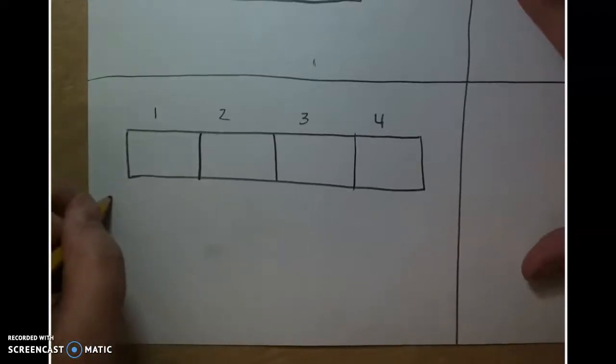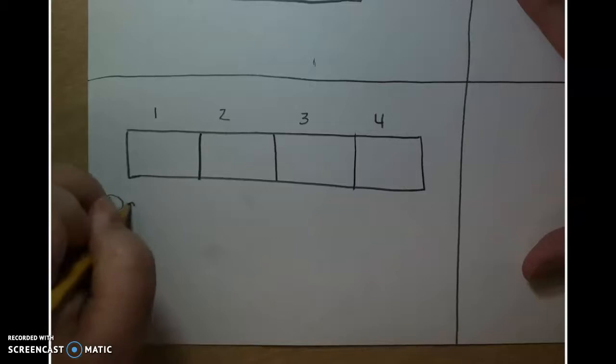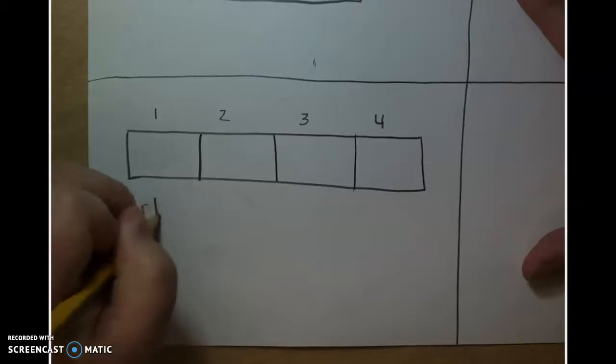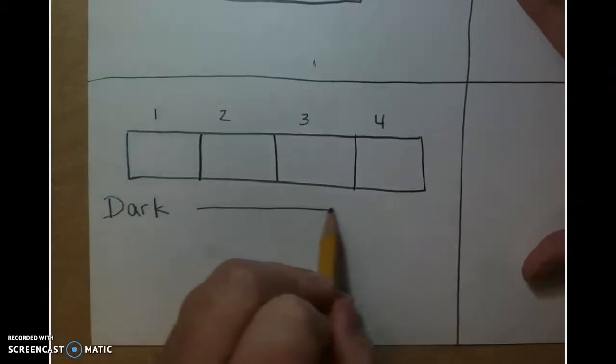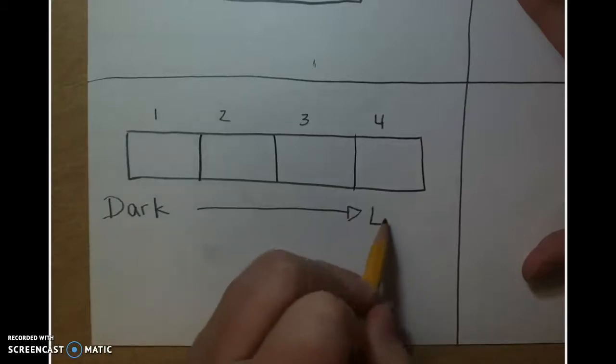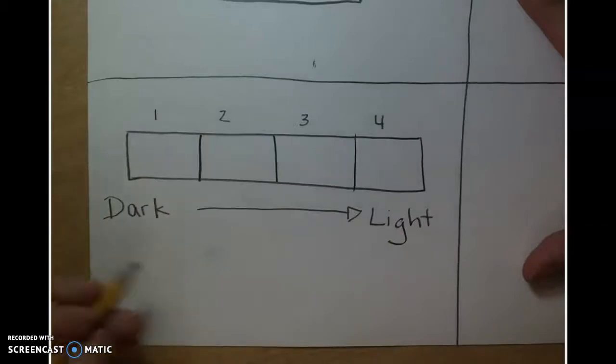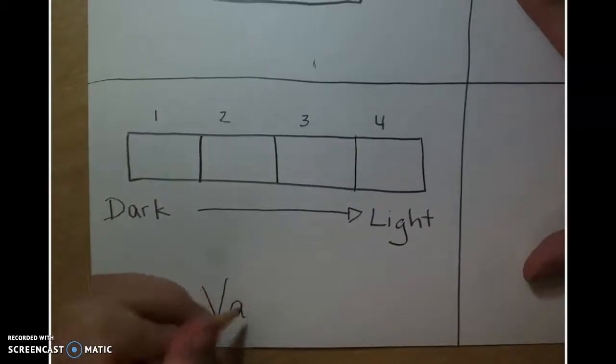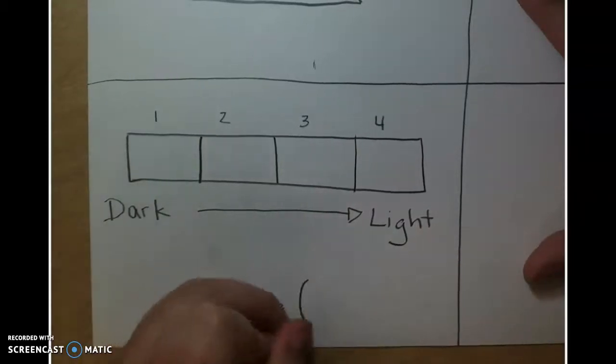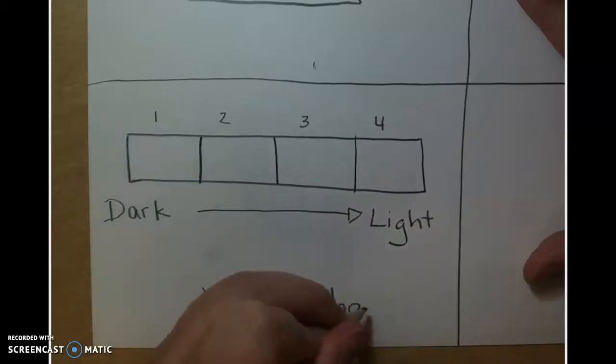We're going to go from dark to light. We're going to label this value, shading.